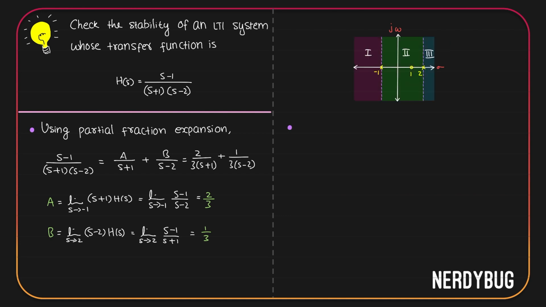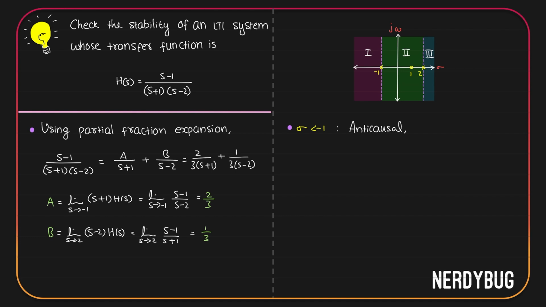Let us consider the first one, sigma is less than minus 1. Will the system be causal, anti-causal or non-causal? Obviously, H of s is a rational function. It has a polynomial in its numerator and denominator. So the first condition is satisfied. The second condition is that its ROC should be towards the right of the rightmost pole. But here it is towards the left of the leftmost pole. And that is the condition for LTI system to be anti-causal. So if the ROC is sigma less than minus 1, our system is anti-causal.